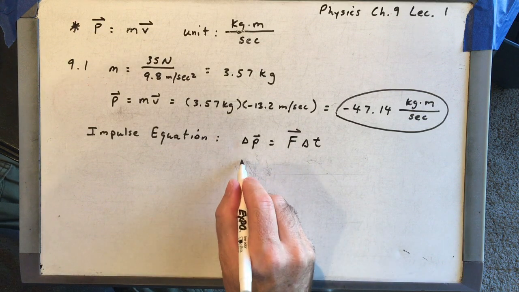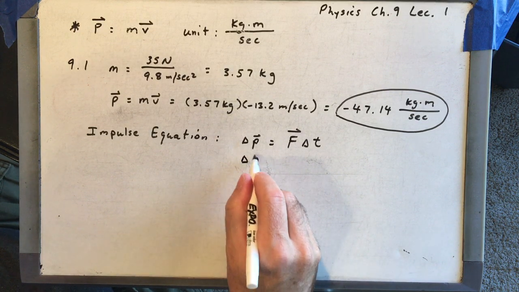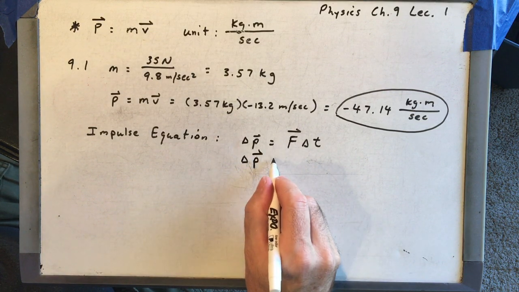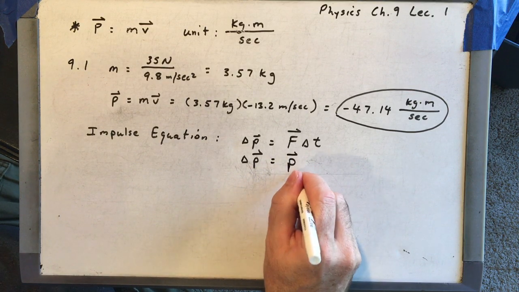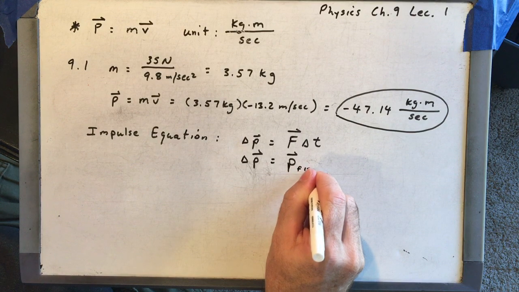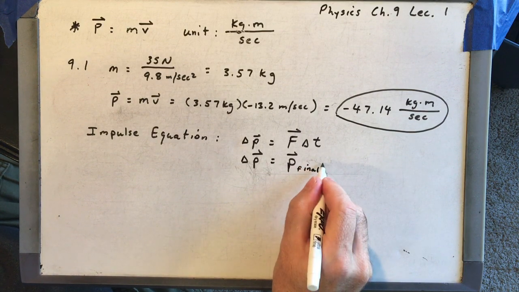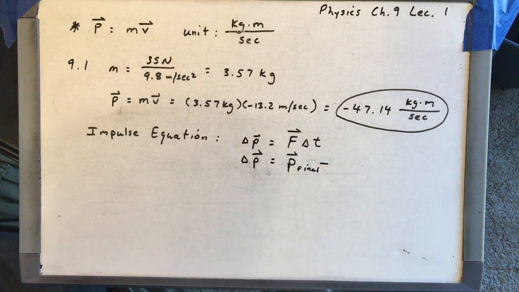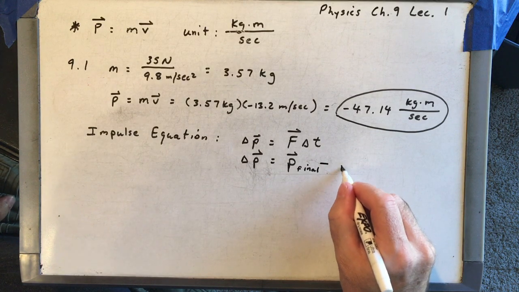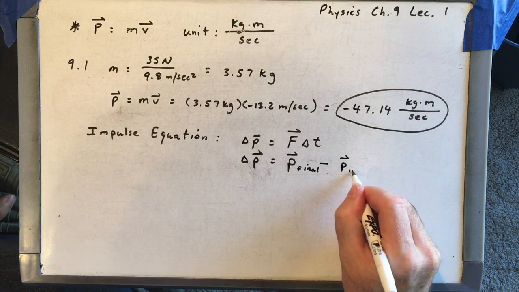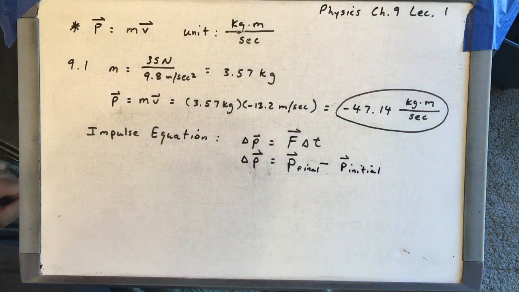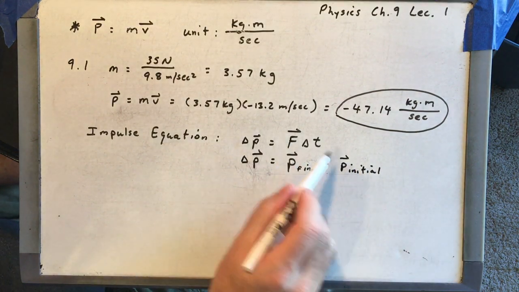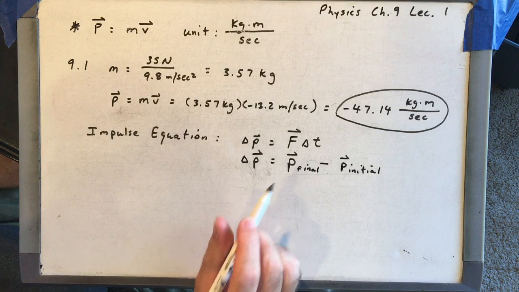Another way of writing impulse is the change in momentum is equal to the final momentum, we'll do p sub f from now on, minus the initial momentum. Okay, so we'll be using both of those equations.